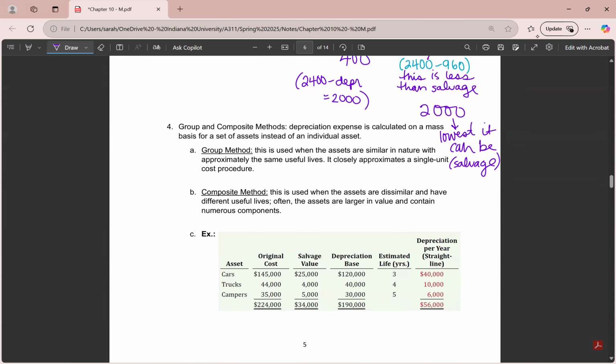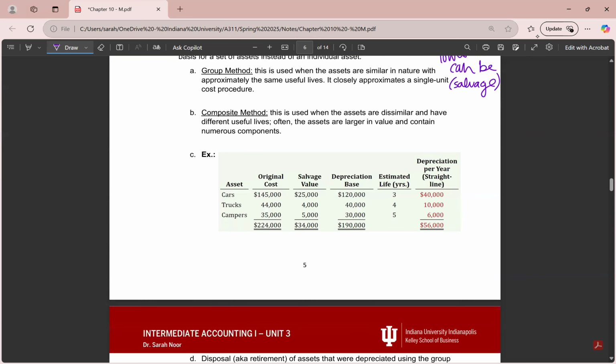Lastly, there are some other methods of depreciation, especially for companies that have bulk assets. Sometimes it's easier to group them together and then to calculate a grouped depreciation expense. Depending on whether the assets are similar or different, a company can use a group method or a composite method, and here's just an example of that.